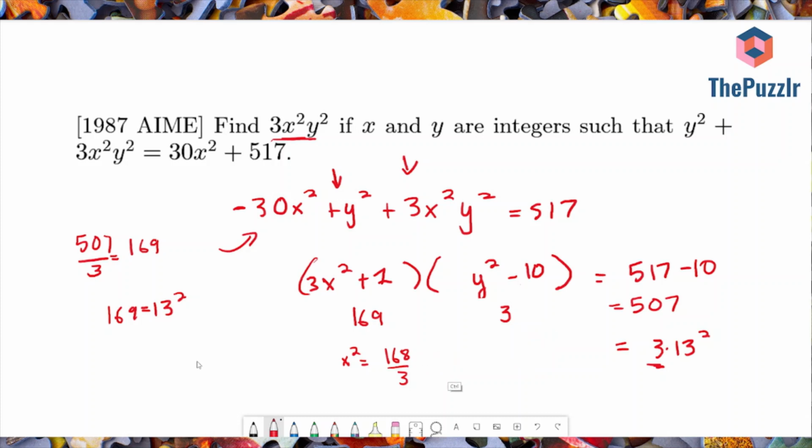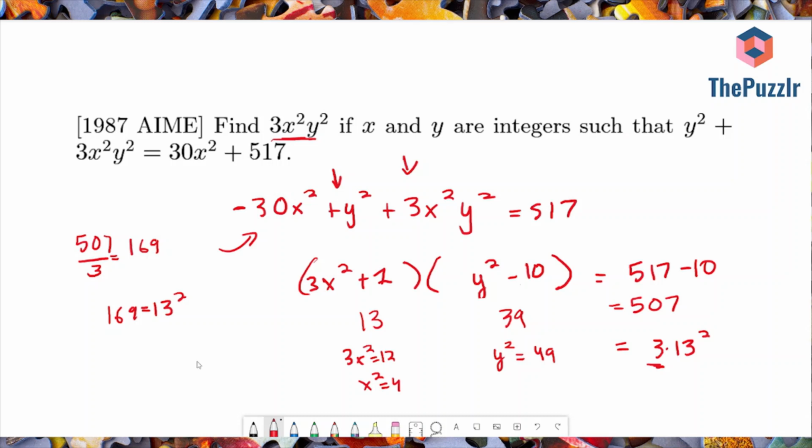So what if we try 13? And then this right here would be 13 times 3, which is 39. So 3x squared plus 1 equals 13. So 3x squared equals 12, or x squared equals 4. That does have a solution, x equals 2. So I'm feeling good about this. So y squared equals 49. That also has a solution, because y would just be equal to 7 or negative 7.